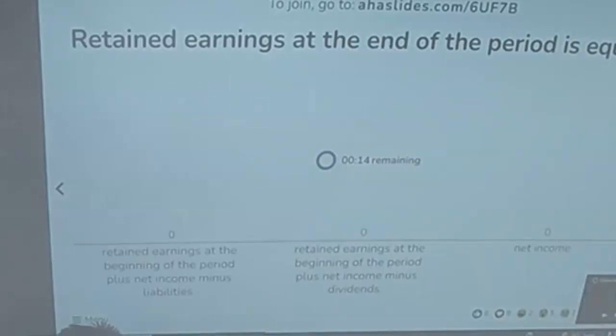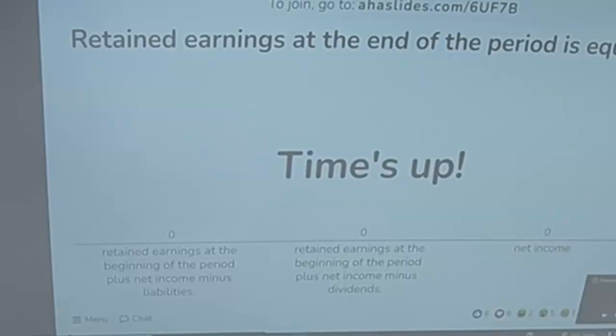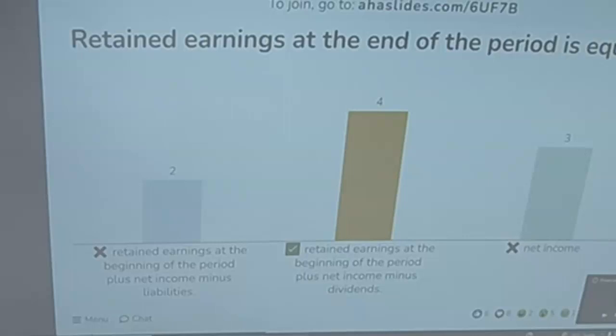Retained earnings at the end of the period is equal to retained earnings at the beginning of the period plus net income minus dividends. We're just talking about dividends. Retained earnings at the beginning of the period plus net income minus dividends.